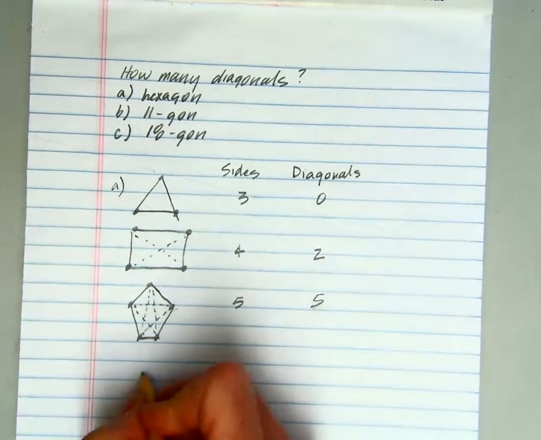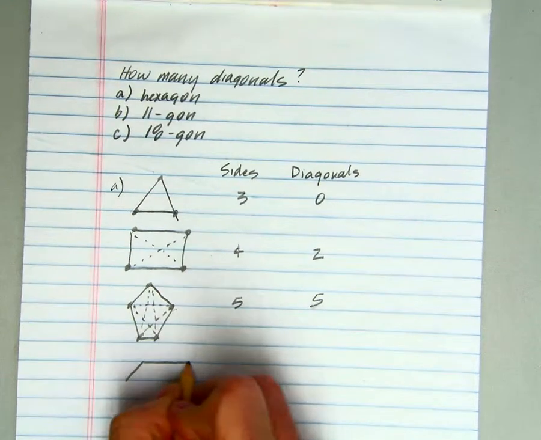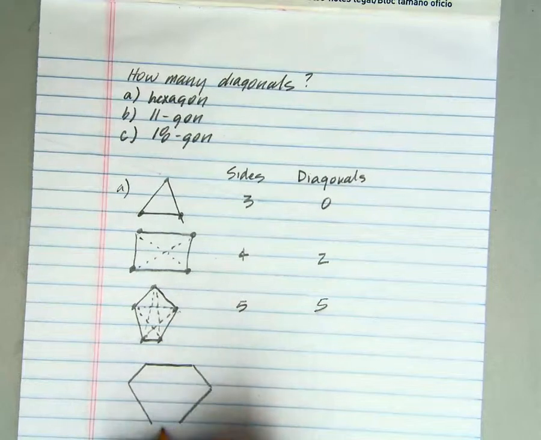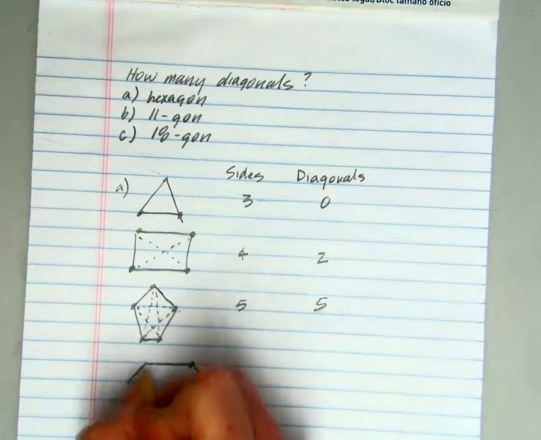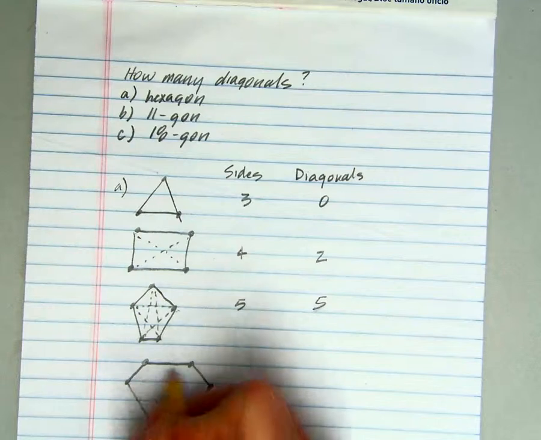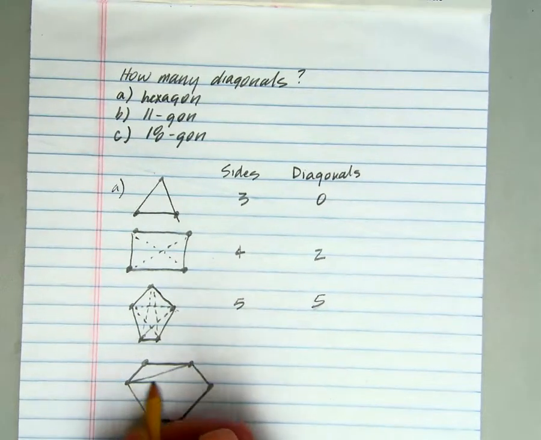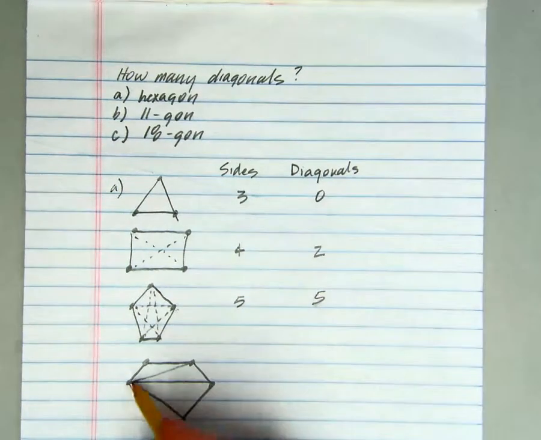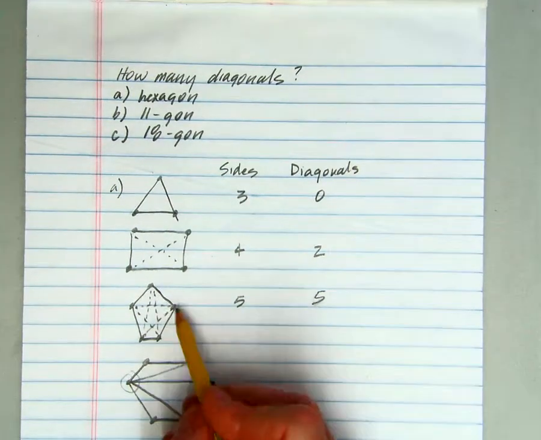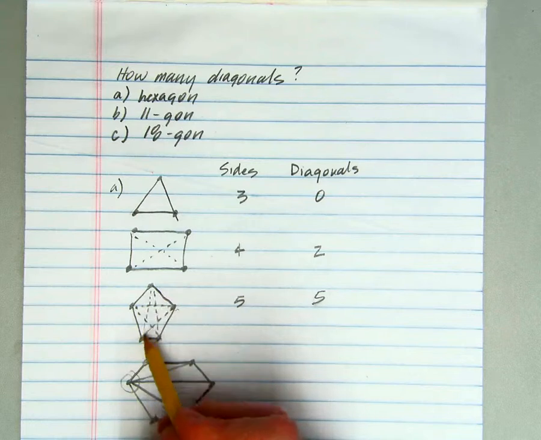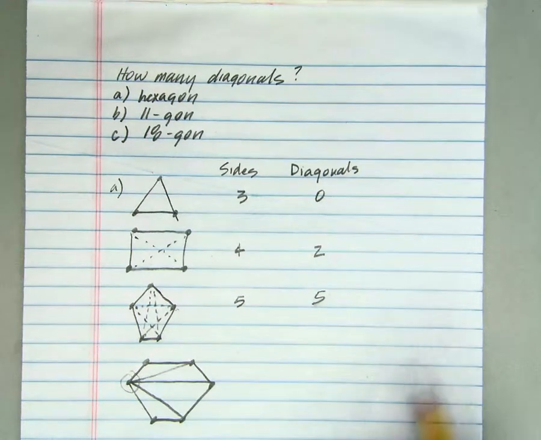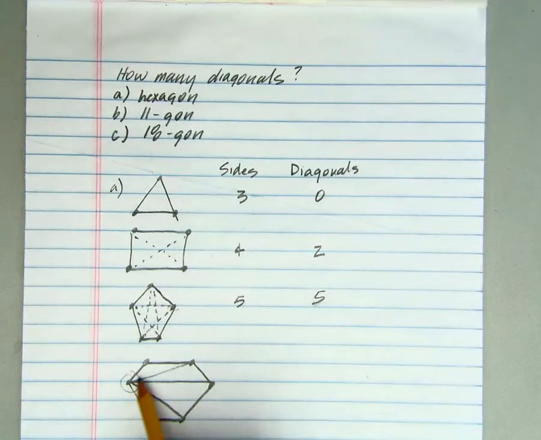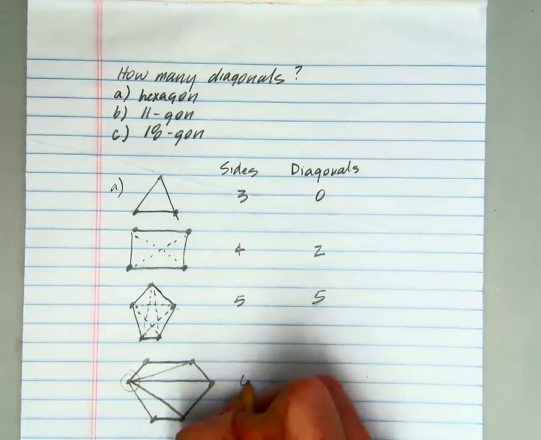Okay, so let's bump it up to the hexagon's case. So the hexagon, we have something like this drawn. I'm not going to make it a regular hexagon, but something with 6 sides. And now we can draw in the diagonals. What I'm starting to notice is that I really only need to draw one vertex's set of diagonals, because I have 2 diagonals emanating from each of the vertices here. So in the pentagon, I've got 2 diagonals per vertex. And here what I'm going to have is 3 diagonals per vertex.